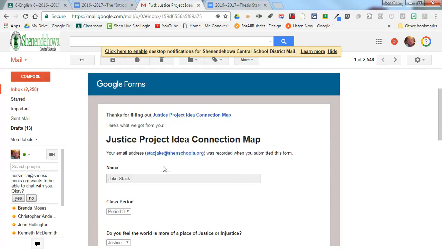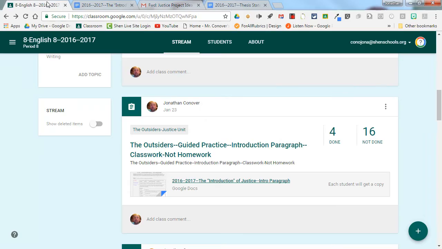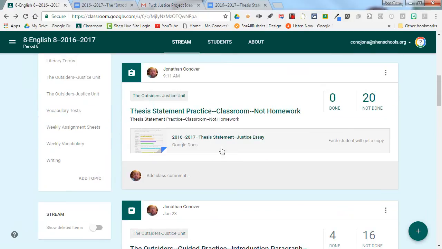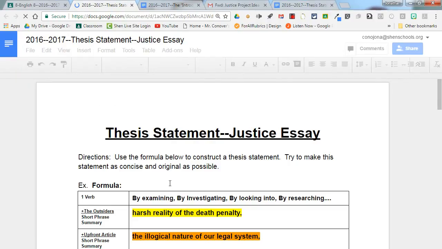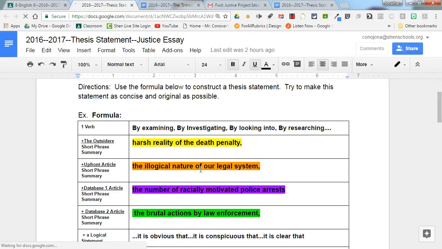So what we're going to do now is construct our thesis statement. And how we're going to construct our thesis statement is we're going to go down to the bottom, and we're going to go to this thesis statement practice. Again, classwork, not homework. Okay? So we're going to open that up, and it shows you how to construct a thesis statement.